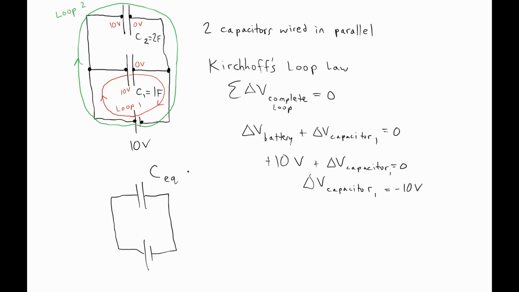But there's a rule for finding the capacitance of CEQ, and that's this rule. CEQ for parallel circuits is going to be C1 plus C2. You add their capacitances. And so our CEQ then is going to be 3 farads. That would be the sum of those 2.